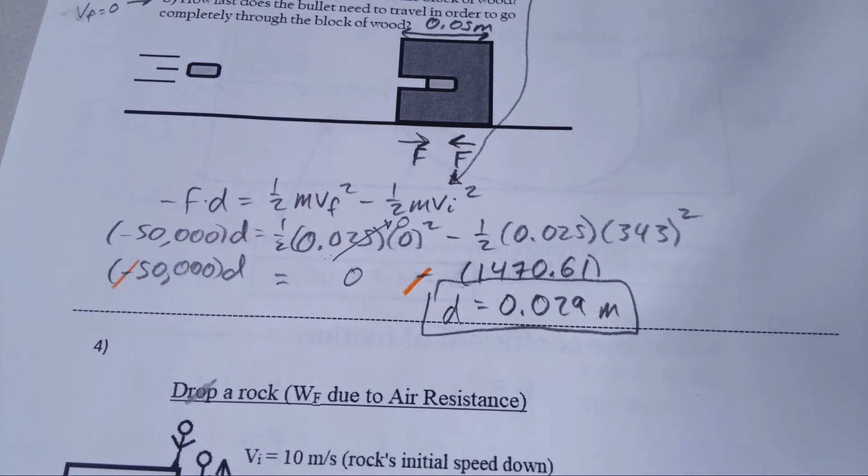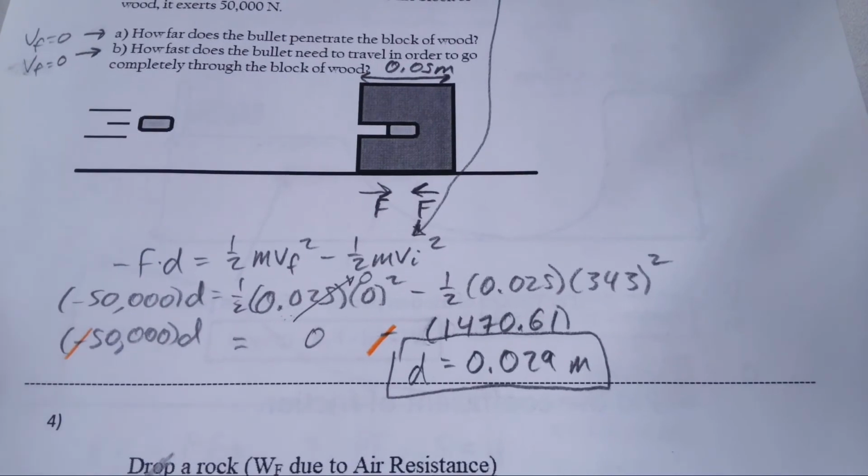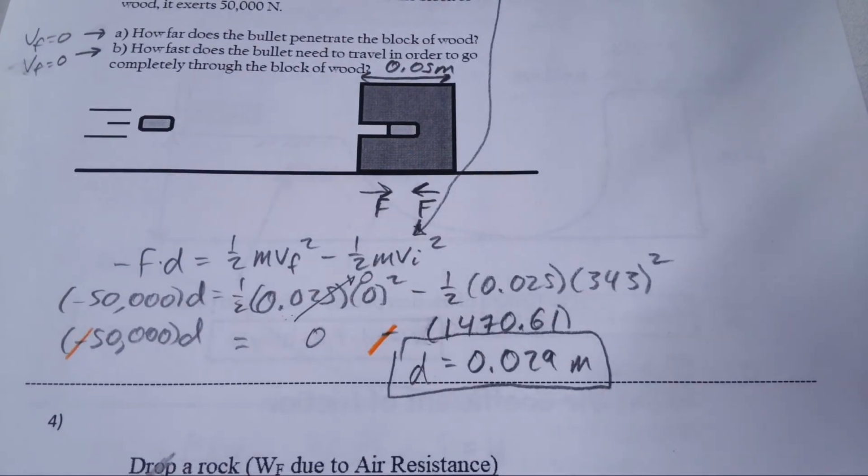is a prototype piece of wood, we'll just say. Reinforced wood. So it did not go all the way through. It only went about 0.029 or 0.03 meters. Now we're basically going to figure out, okay, how fast does it actually have to go in order for it to go all the way through?